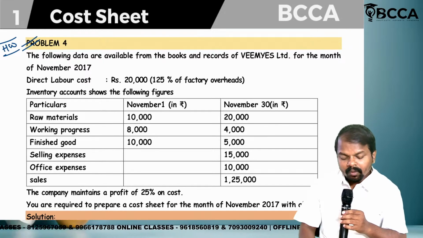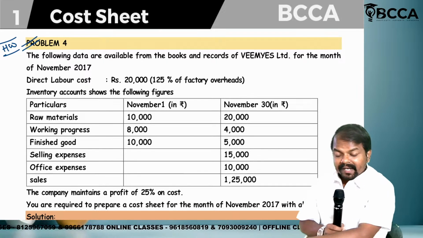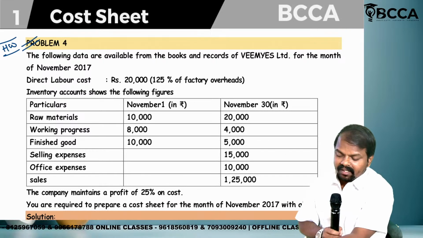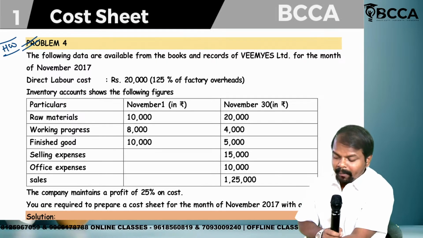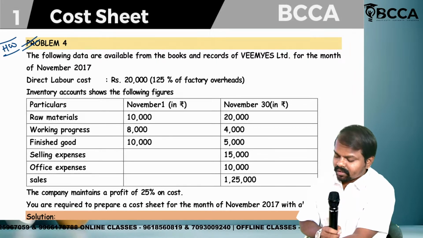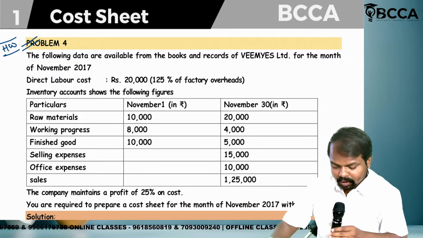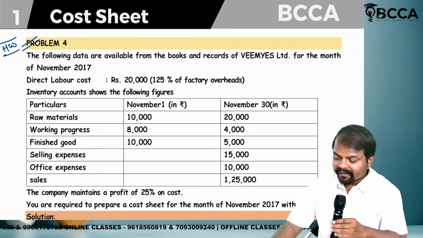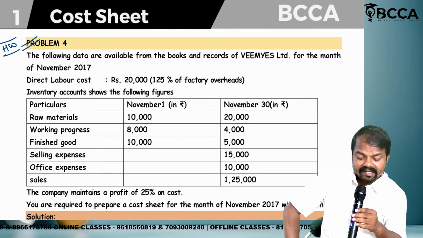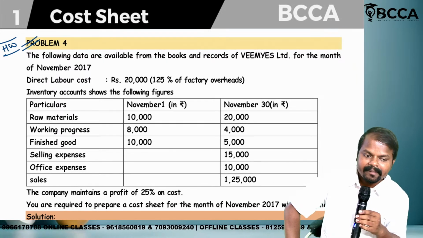Sales is equal to 1,25,000. Company maintains a profit of 25% on cost. They are asking, you are required to prepare a cost sheet for the month of November 2017 with, underline the word, all elements. They are asking with all elements.